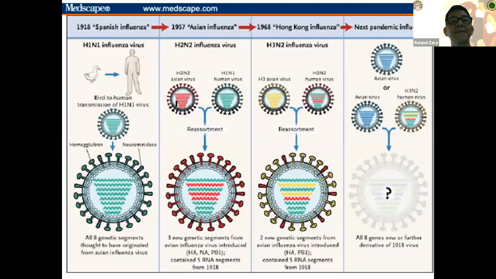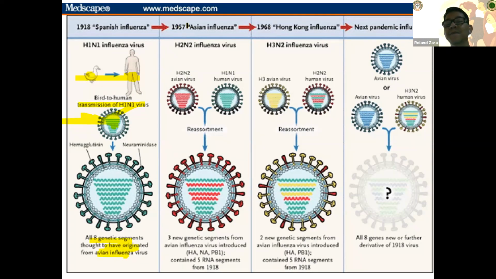Okay, so in 1918, there was a Spanish flu, H1N1. Yung H1N1 ito, nagkaroon ng genetic reassortment with the H and N with this human. So the bird to human transmission. So na-combine H1 and N1. Okay, so there was genetic reassortment and all 8 genetic segments were said to have originated from the avian virus. 1, 2, 3, 4, 5, 6, 7, 8.